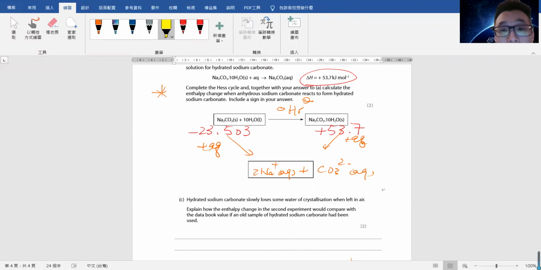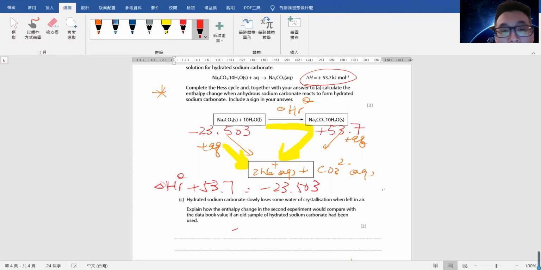That is easy, right? If you look at the arrow, this one will be equal to this one. So you will put them together, delta HR plus 53.7 equals negative 23.503. So the delta HR will be negative 77.203 kJ per mole. Okay, so do you understand what I'm saying?